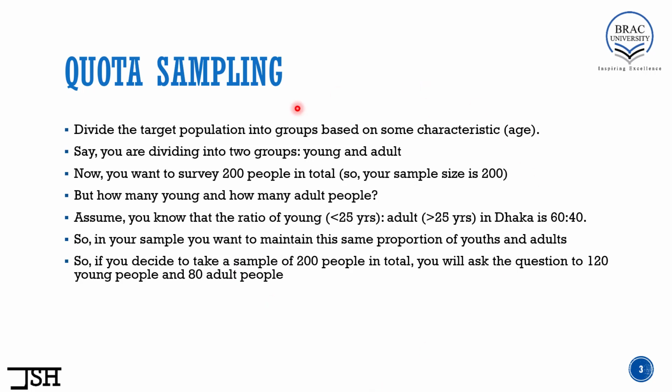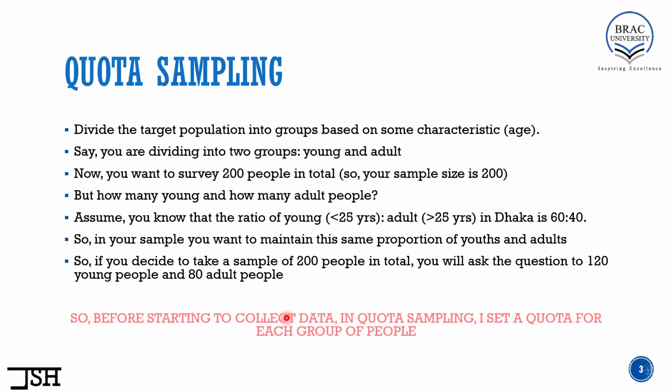So whatever I have done till now, I can say the whole concept in this one line. So before starting to collect data in quota sampling, I set a quota for each group of people. This is the most important line for quota sampling.